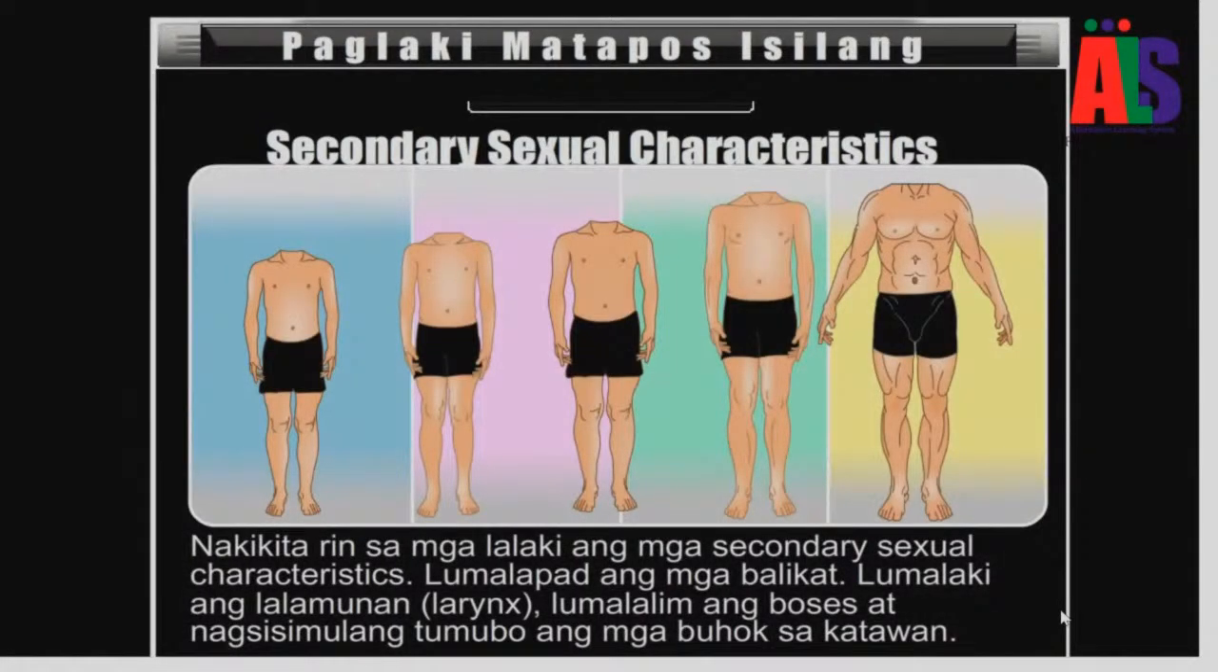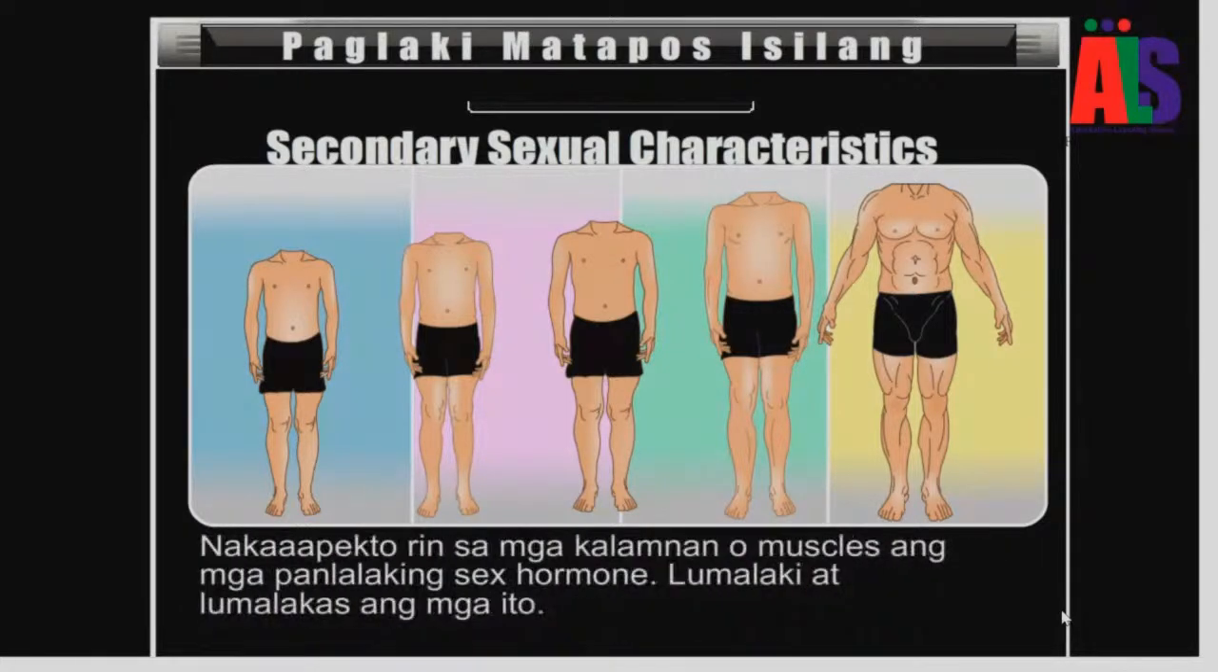Nakikita rin sa mga lalaki ang mga secondary sexual characteristics. Lumalapad ang mga balikat. Lumalaki ang lalamunan o larynx. Lumalalim ang boses at nagsisimulang tumubo ang mga buhok sa katawan. Nakaapekto rin sa mga kalamnan o muscles ang mga panlalaking sex hormone. Lumalaki at lumalabas ang mga ito.